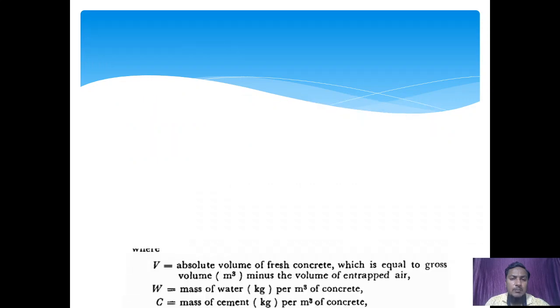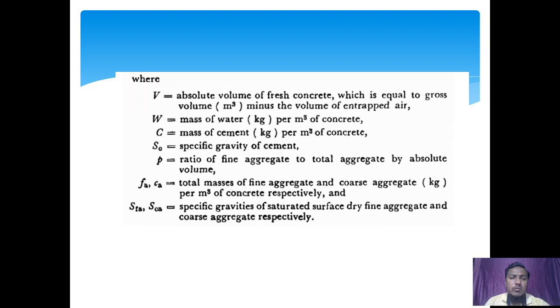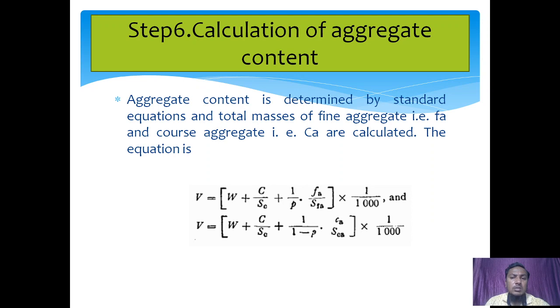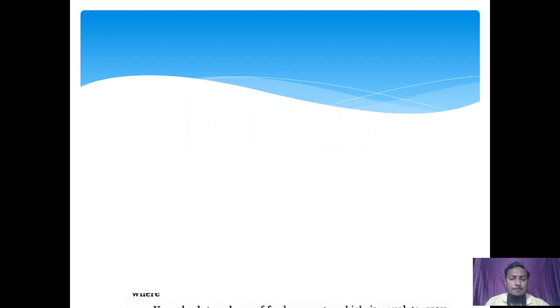where V is equal to the absolute volume of fresh concrete, which is equal to gross volume. W is equal to mass of water in kg per cubic meter of concrete. C is equal to mass of cement per cubic meter of concrete. S0 is the specific gravity of cement. Likewise, the notations as you are seeing here, you may calculate, and by using those you can easily find out the total mass of fine aggregate.